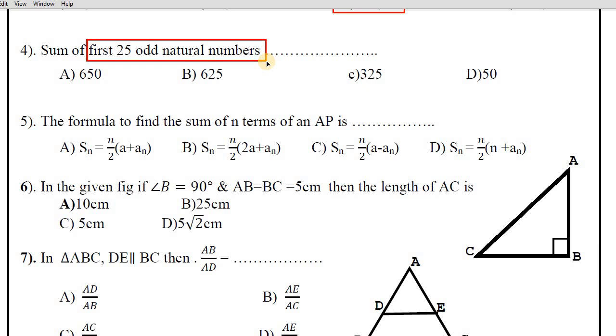Now use the formula Sn is equal to n by 2 into 2a plus n minus 1 into d. So here a value will be 1, d value will be 2, and n value will be 25 because we are going to find the sum of 25 terms. So as you simplify by using this formula, children, we'll get the answer 625. So hence option B is right.